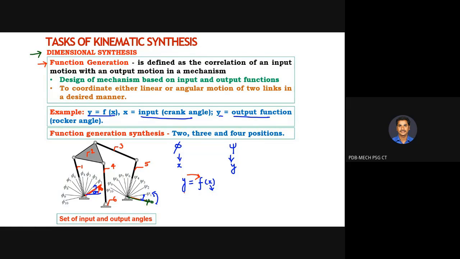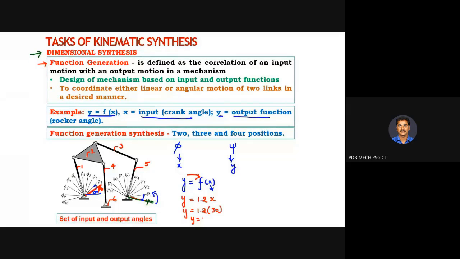Okay. So let me give some relationship between input and output. Like y is equivalent to some 2x, or let me write it as 1.2x. I have given such a relationship. Then suppose my input angle is 30 degrees. For example, if my input angle is 30 degrees, what would be my output angle? 1.2 times 30, sir.